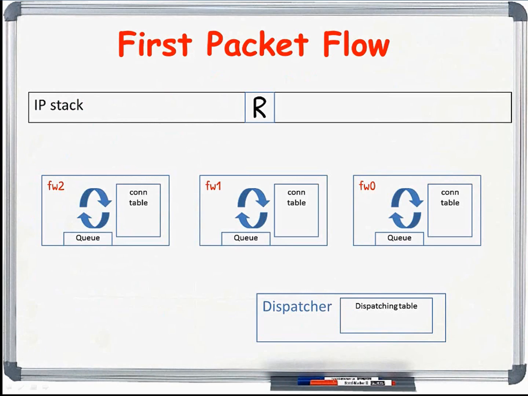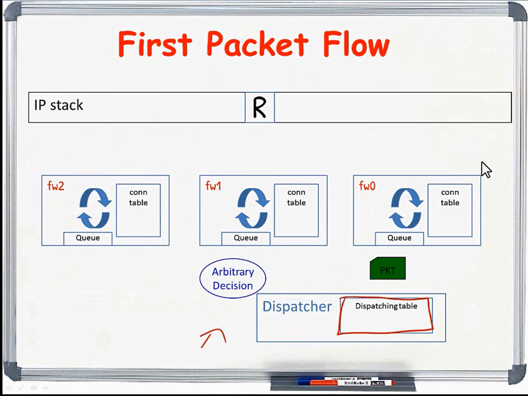Now we know about firewall instances and the dispatcher. Let's put them together and see how they work. So a packet comes in, it comes into the dispatcher. Dispatcher looks in its dispatch table. So the dispatcher has what we call the dispatch table. The dispatch table is where it stores all of the known connections. In this case, it does not know about this connection. This is the first time this connection comes in. The kernel tells us that the connection was not found.